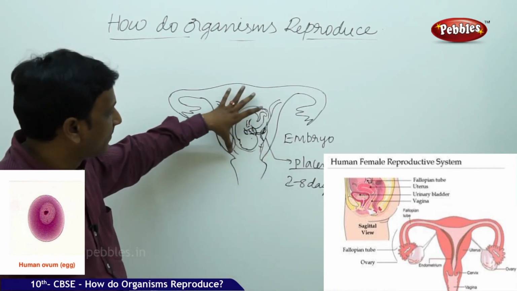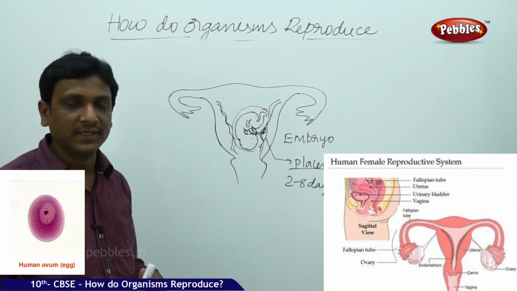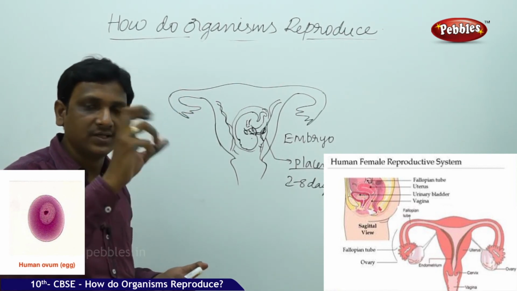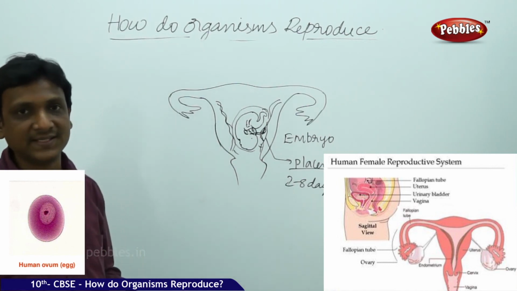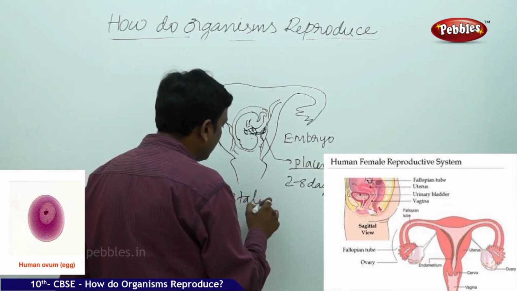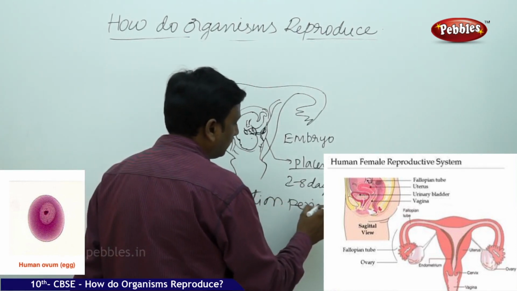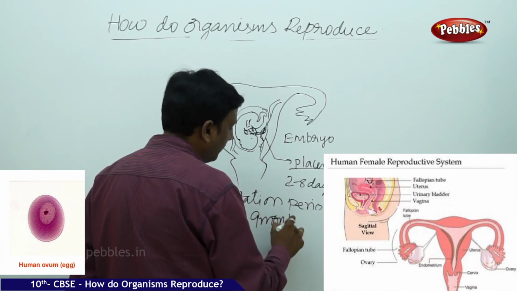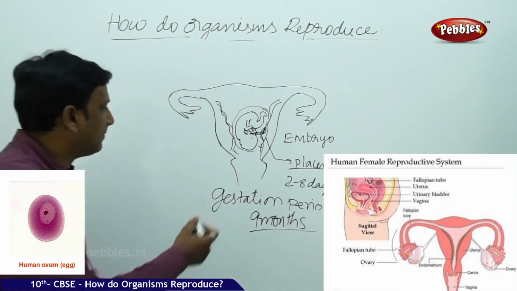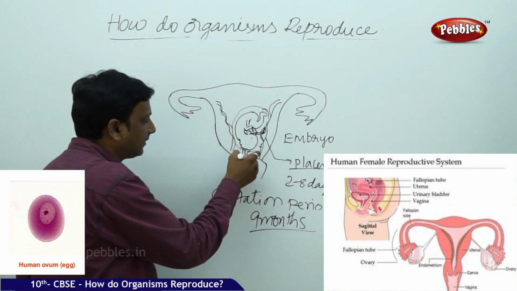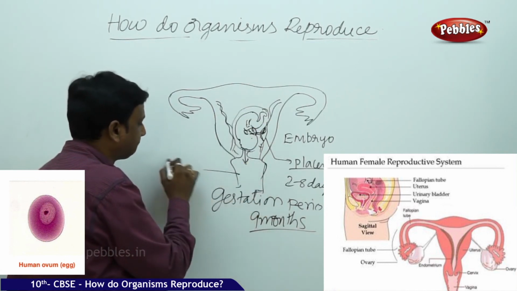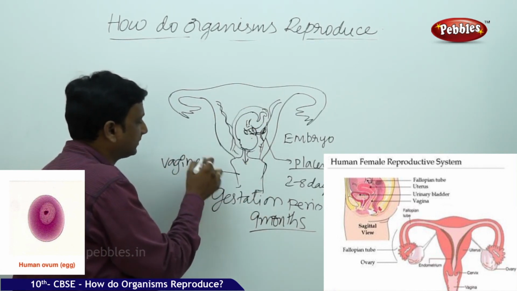As the embryo grows up into a baby, you can see an umbilical cord is formed. That means from the placenta there is a cord connected to the baby, which provides all the nutrients, oxygen, and helps in the removal of waste materials. And the total period is called gestation. The gestation period is 9 months, which it takes for the complete development of the baby. Once the baby is developed, the baby takes birth. The baby which is developed in the uterus comes out through the vagina, if it is a natural birth.